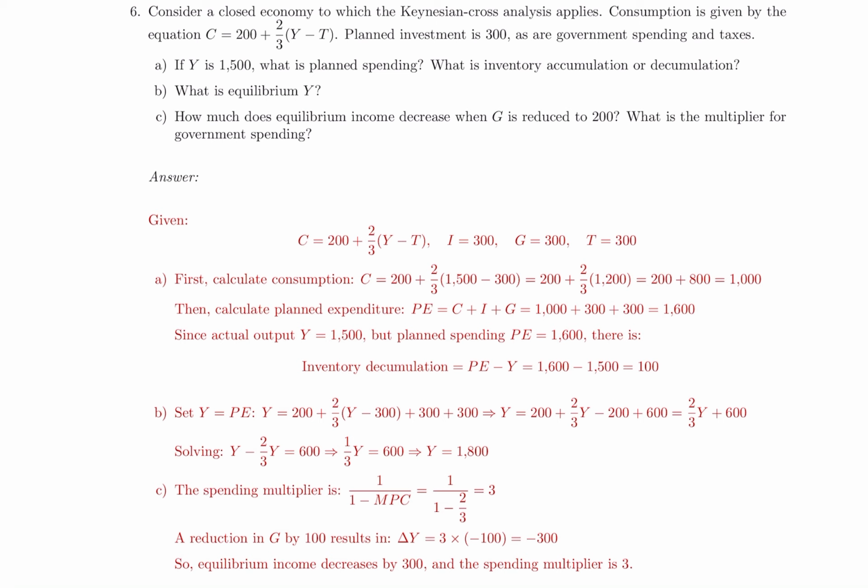B. Equilibrium output. Set PE equals Y and solving for Y, we get Y equals 1800. C. Change in income and multiplier. Knowing MPC equals 2/3 from the consumption function, we can find the spending multiplier equals 1 over (1 minus MPC), which equals 3. Government spending decreases by 100, so delta Y equals negative 300.